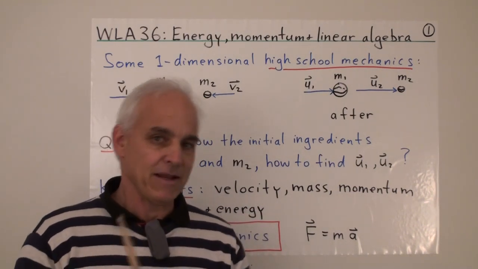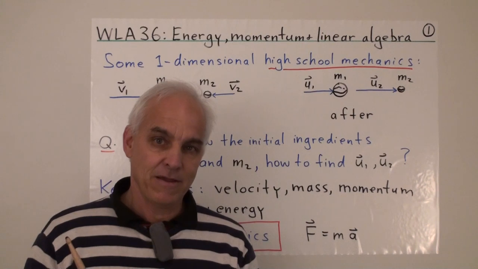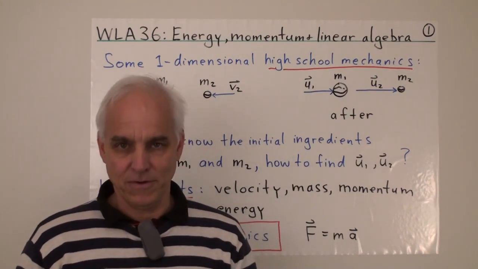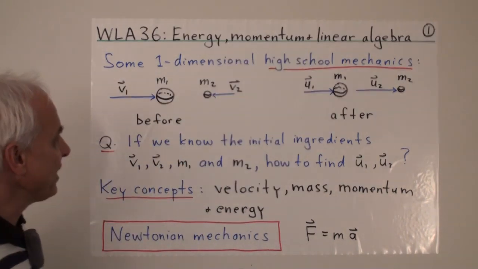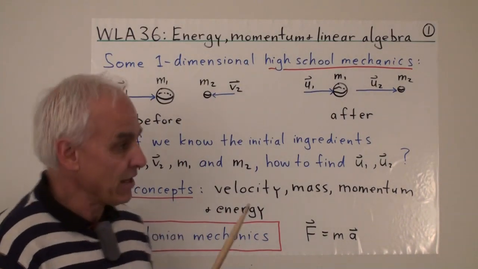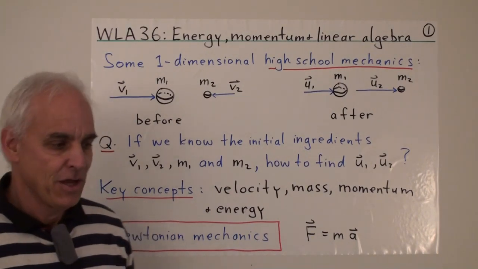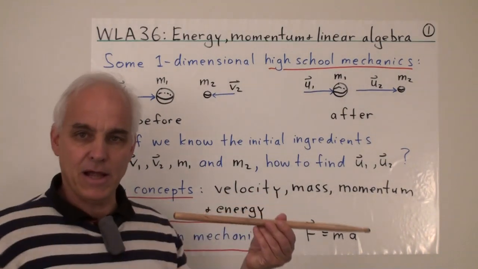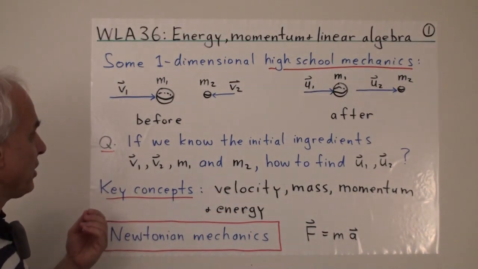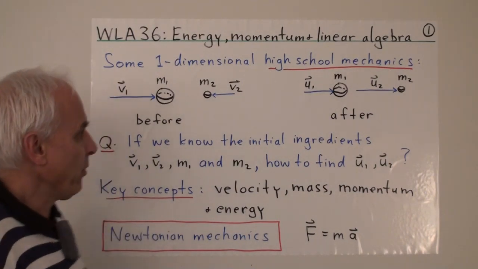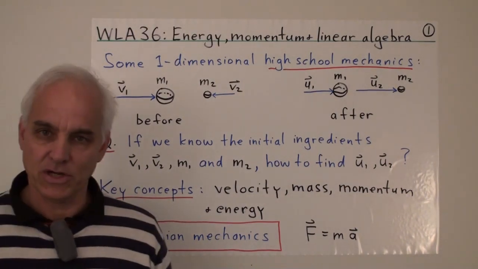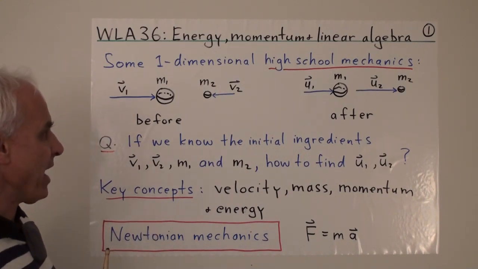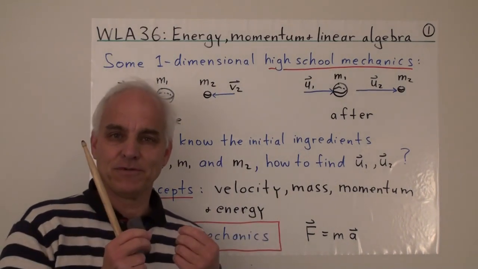All right, so we're going to get a little bit of familiarity with some basic physics from a purely Newtonian point of view, a very classical point of view. So we're interested in some one-dimensional high school level mechanics. So we're just going to be operating in one dimension. We've got particles moving along a line, and basically they're going to be colliding. And we're interested in what happens in a collision. And these are going to be elastic collisions, meaning that energy is conserved.